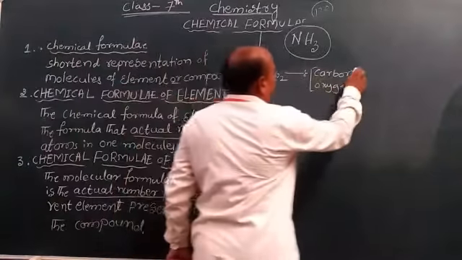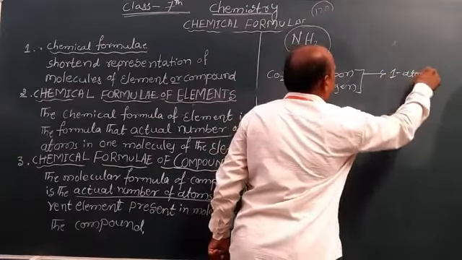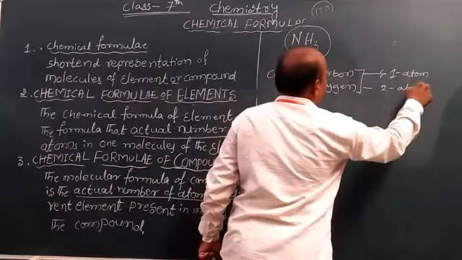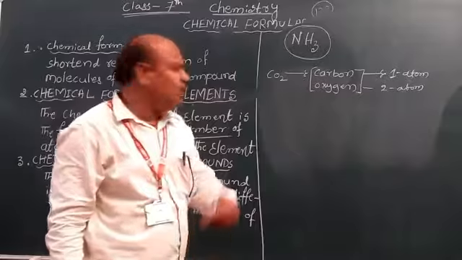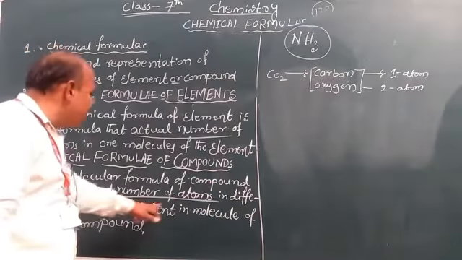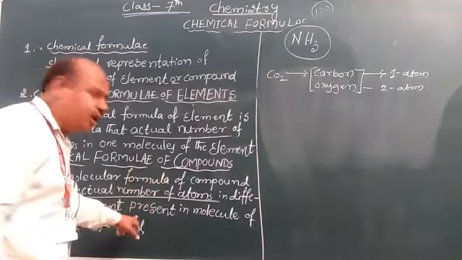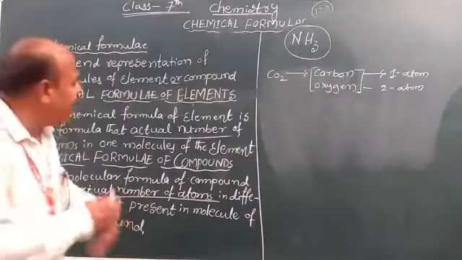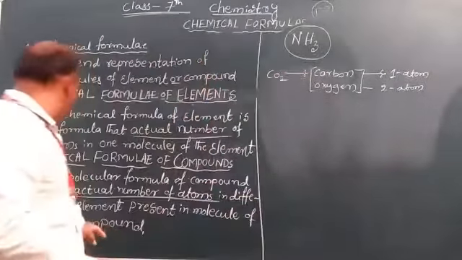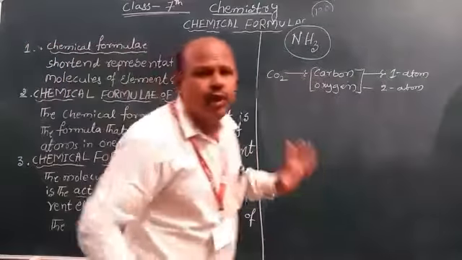Here, of the two elements, carbon has 1 atom and oxygen has 2 atoms. The molecular formula of a compound shows the actual number of atoms of the different elements present in the molecule. Here also, two different elements are present in the molecule. The actual number of atoms of the elements present in the molecules of a compound is known as the chemical formula of a compound.